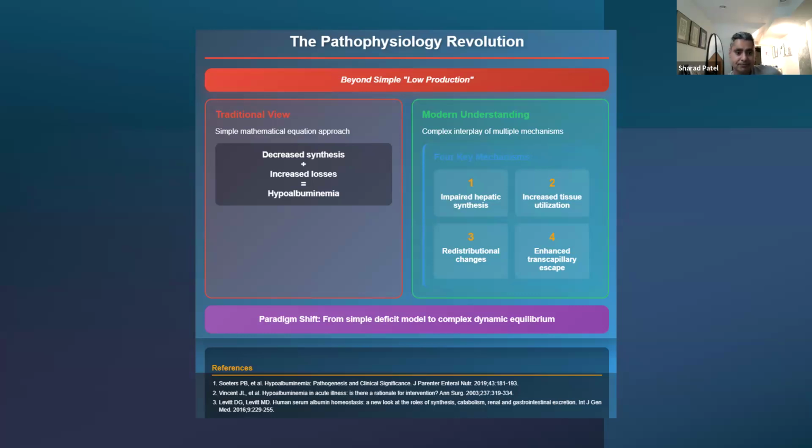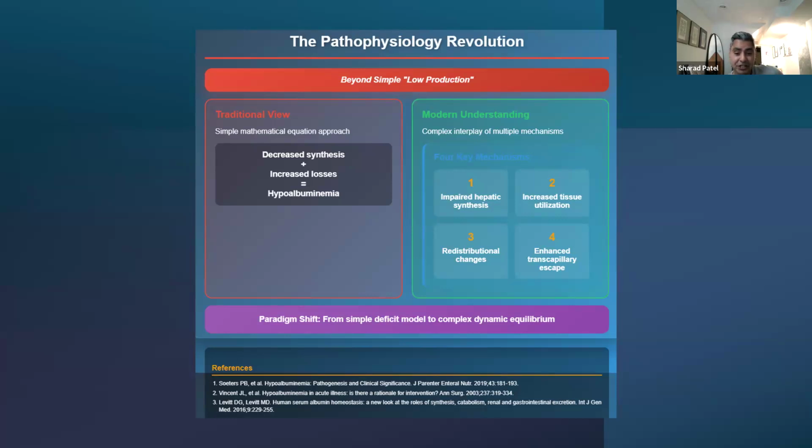So we should think traditionally, it's a simple mathematical equation, right? In critical illness, there's decreased synthesis and there's increased losses, and that leads to hypoalbuminemia. Modern understanding is a little bit more complex. So when you have hypoalbuminemia, you may have impaired hepatic synthesis, but this may not be completely due to nutritional deficiency. So let's talk a little bit about that.